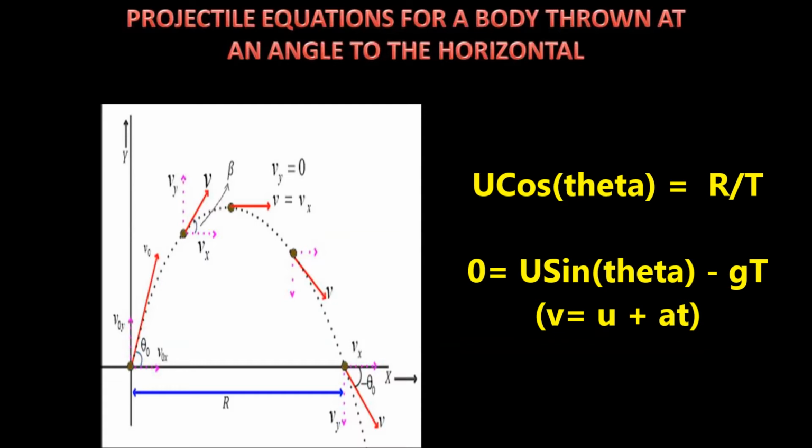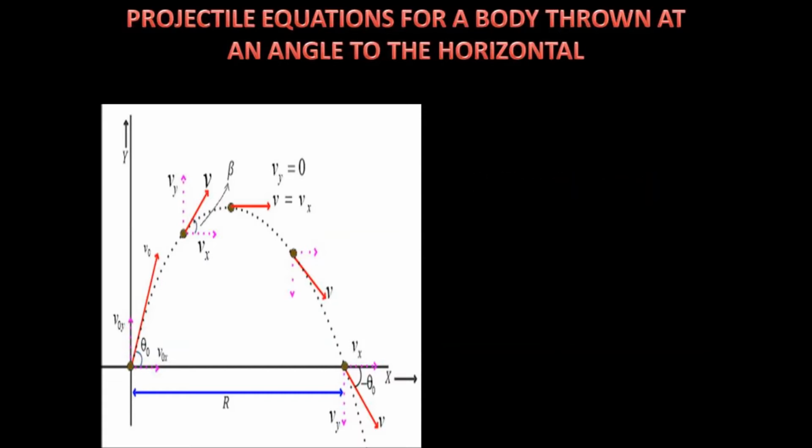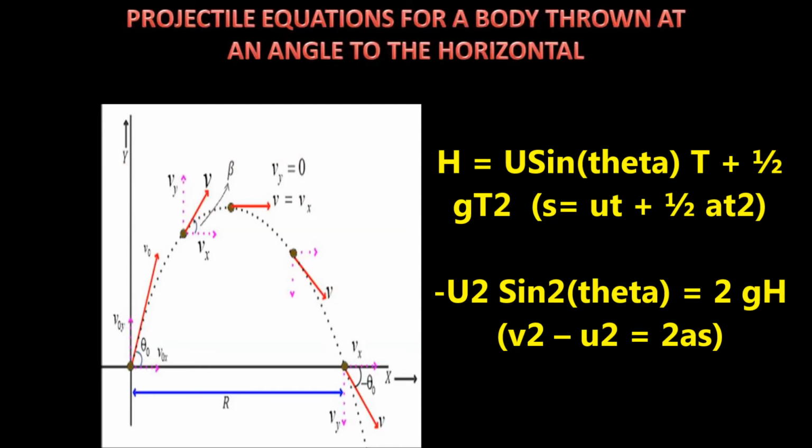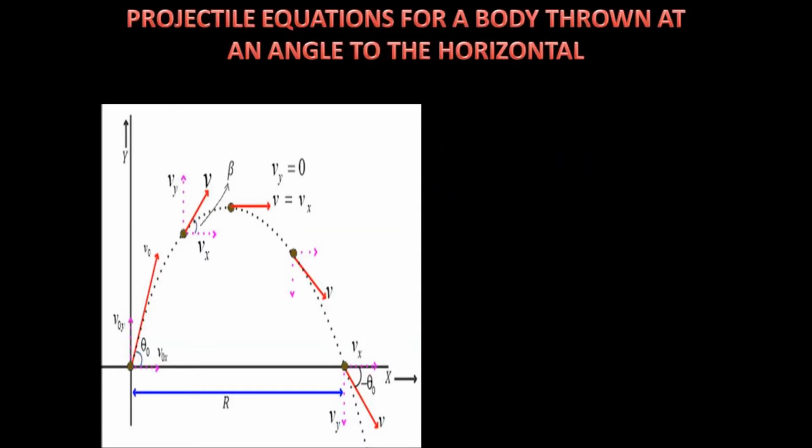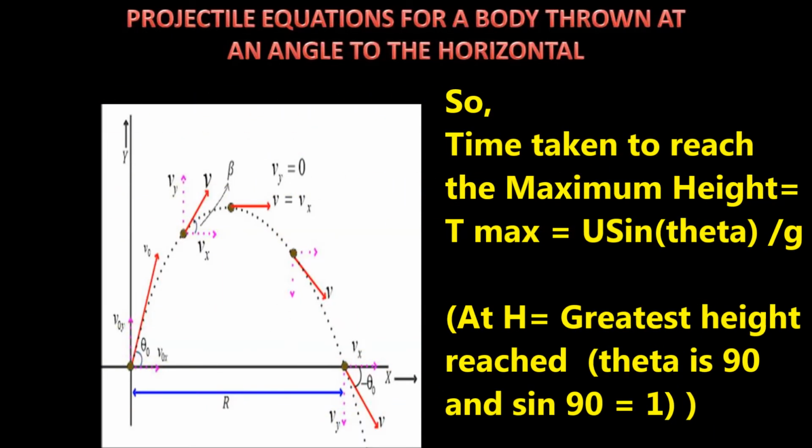From which equation have we got this? V is equal to u plus at, which we know very clearly from kinematics. Then s is equal to ut plus half at square, right? So s is h here. In the vertical direction, it is u sin theta into t, ut plus half gt square. And minus u square sin square theta is equal to 2gh. This is from v square minus u square is equal to 2s. So we have taken the three equations: v is equal to u plus at, s is equal to ut plus half at square, and v square minus u square is equal to 2s.